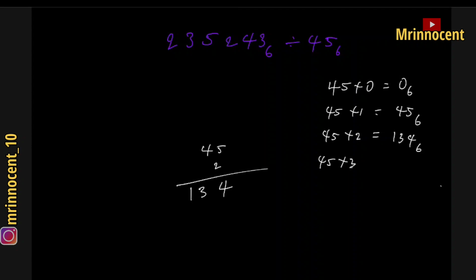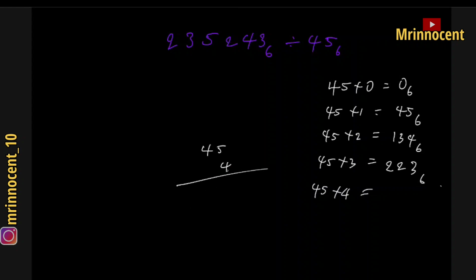45 times 3 equals 3 times 5 is 15, and 15 in base 6 is 2, remainder 3. 3 times 4 is 12, plus 2 is 14. 14 in base 6 is 2, remainder 2. 223 in base 6.